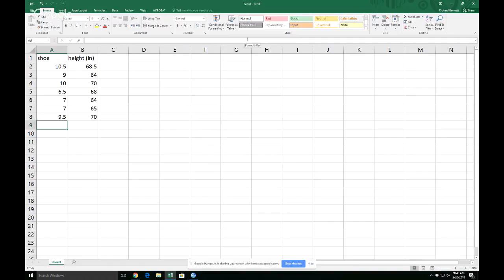Jordan. Size 11. And 6'3". 6 times 12 is 72, 75 inches tall. And Robert. Size 9. And 5'2". 5'2", so you're 62.5. Well, you might be the outlier.